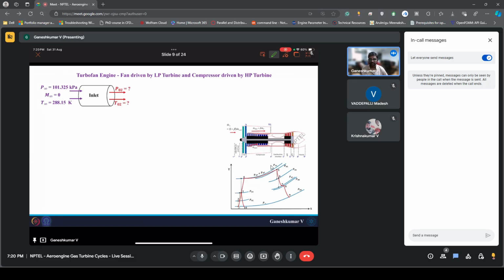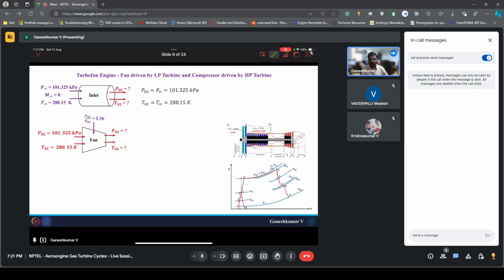First is the inlet. Inlet, as I said, M infinity is 0. The engine is stationary, and if that is the case, we all know P02 and T02 will be the same as P infinity and T infinity. So you can also substitute M infinity in the isentropic flow relation, and that will lead to this. So P02 and T02 are the same as P infinity and T infinity, which is 1 bar and 288.15 Kelvin.